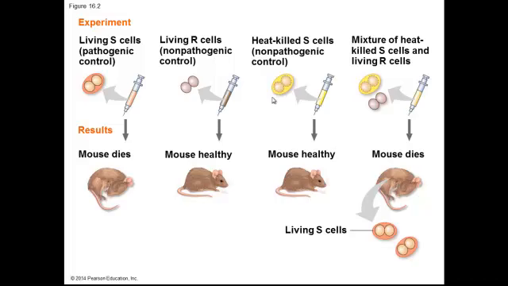Mice didn't die. So he took a solution of S cells and heat killed them to see if he could get rid of their pathogenic capabilities. He injected those into the mice, and the mice lived. But when he took the heat killed S cells and mixed them with living R cells and let that incubate for a while, he injected that into the mouse, and the mice died. And he found that in the mouse were living S cells. So what had happened was whatever material was inside the S cells had transformed the R cells to become pathogenic.